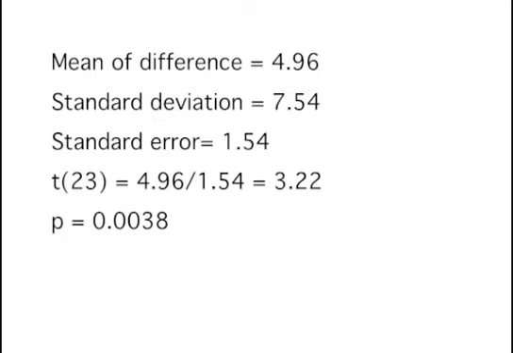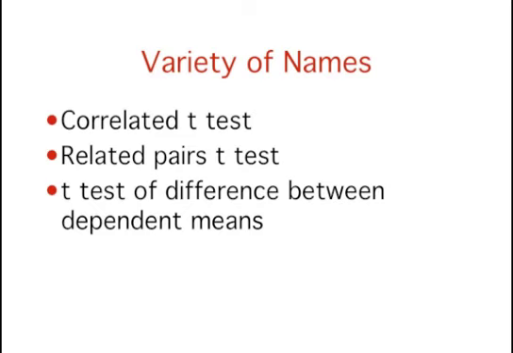The t-value is 3.22, and p is equal to 0.0038, so the mean difference score is significantly greater than 0. Therefore, the difference between the D60 and D0 conditions is significant. This t-test has various names, including correlated t-test, related pairs t-test, and t-test of difference between dependent means.